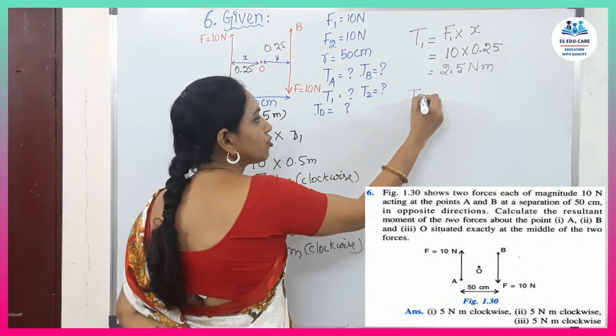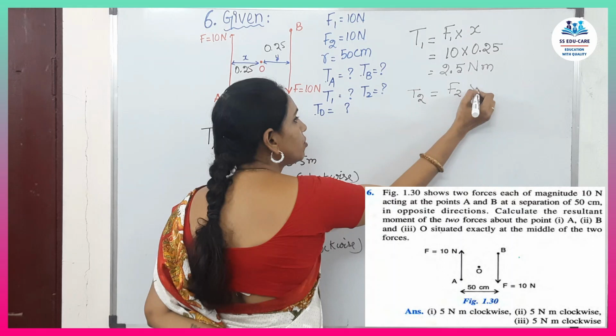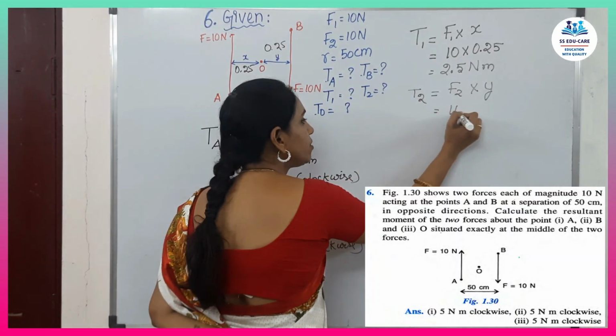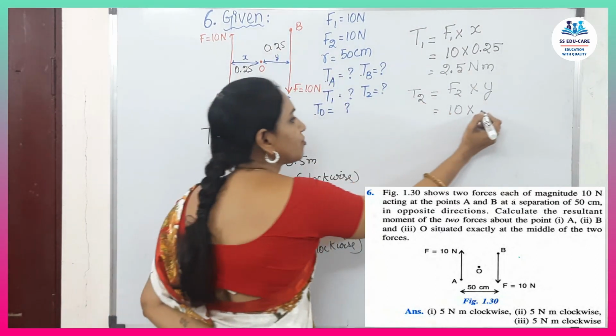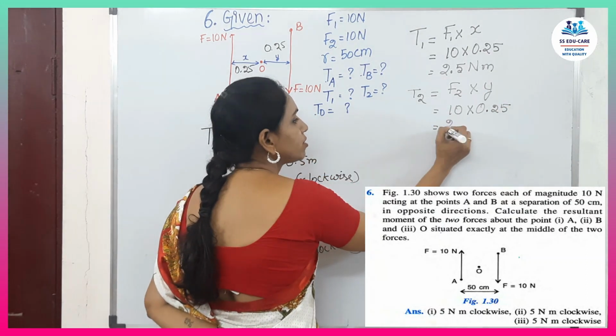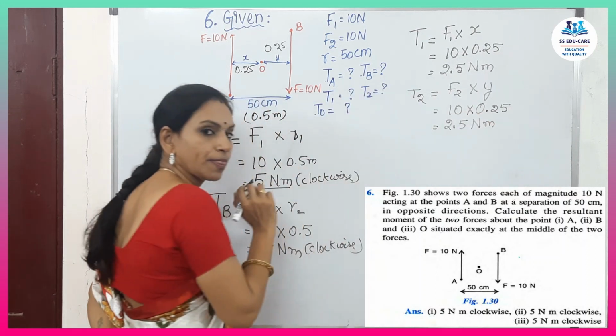Then τ2, we should calculate τ2. τ2 is equal to F2 into the y distance. So that is equal to 10 into, what is y? This is also 0.25. 10 into 0.25 is equal to 2.5 Newton meter.